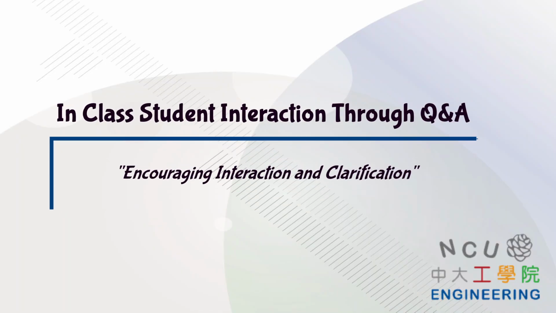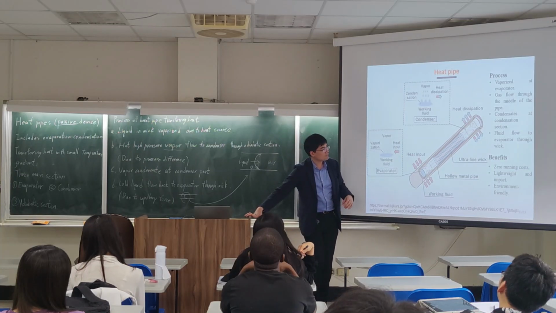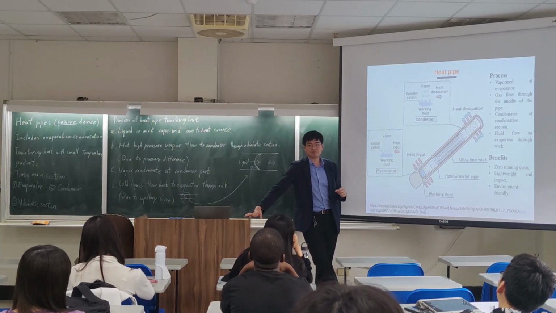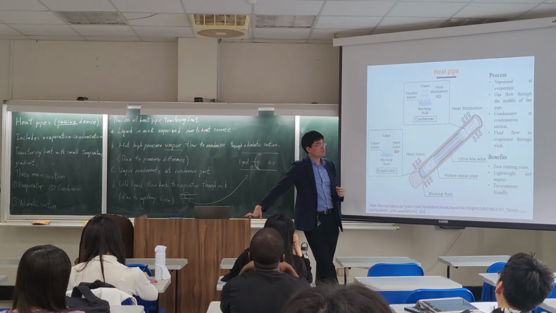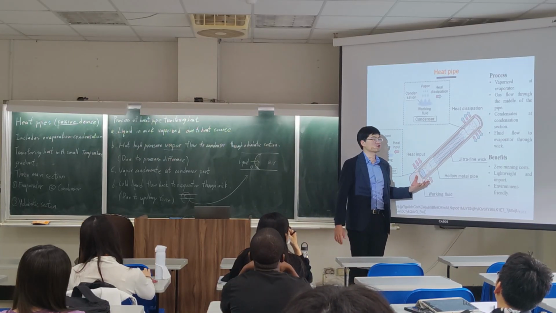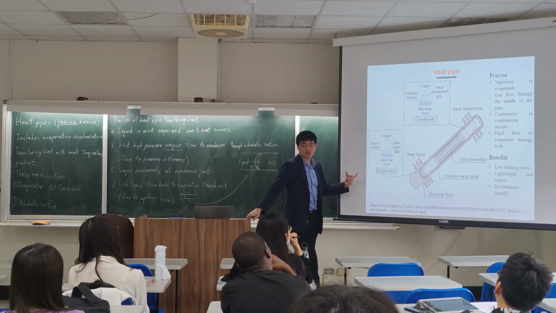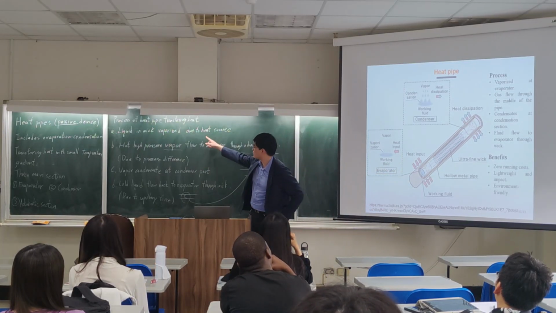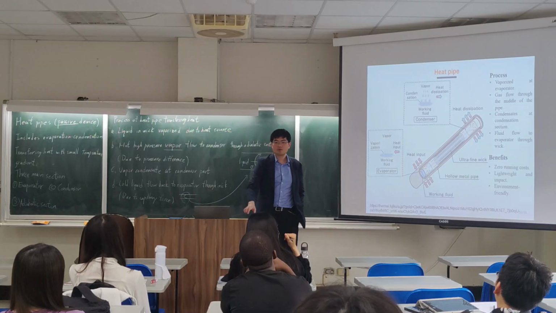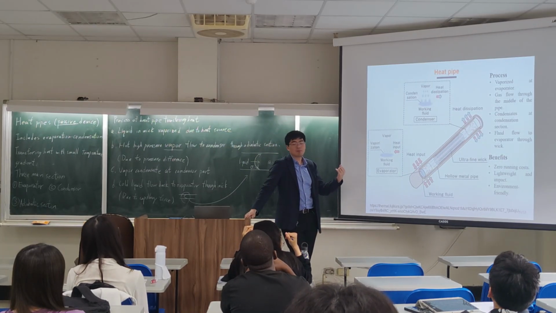Okay, so now you know the basic principle of how the heat pipe works. So what would you change if you want to, for example, transfer more heat in this heat pipe? What would you change? Based on these four processes, what would you enhance in the heat pipe?